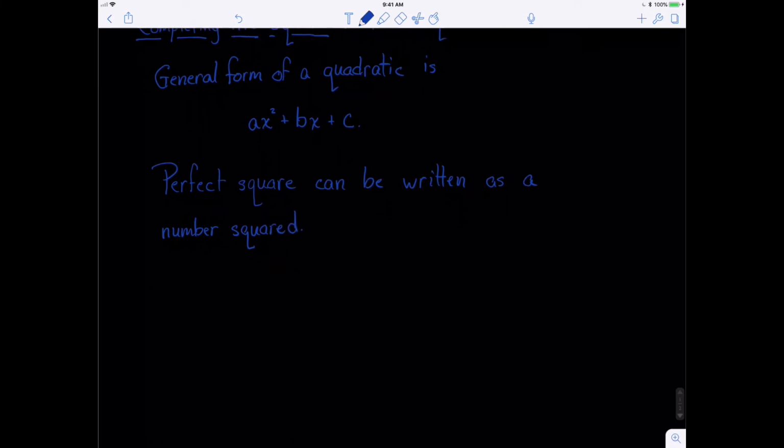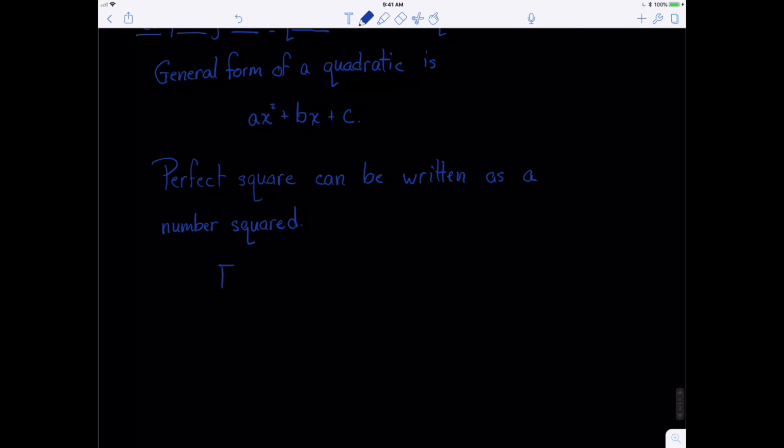Okay, so let's look at some examples. There are some that I know you know. For example, we know that 25 is a perfect square because I can write 25 as 5 squared. We know that 16 is a perfect square because we can write it as 4 squared. Another one is 100, because you can write that as 10 squared. But there are others as well.